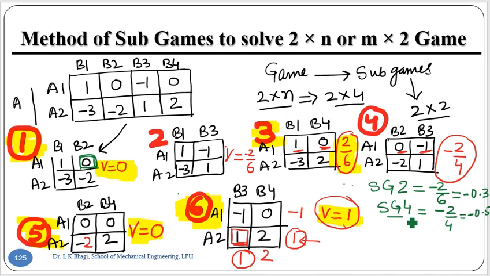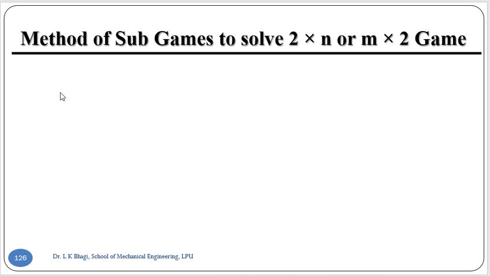Subgame 4 has the larger negative value, so that means B is going to like subgame 4 the most. So as per B, subgame 4 is what we have to write over there. Now at the end, I will show you what it will be. So I will write it over here.